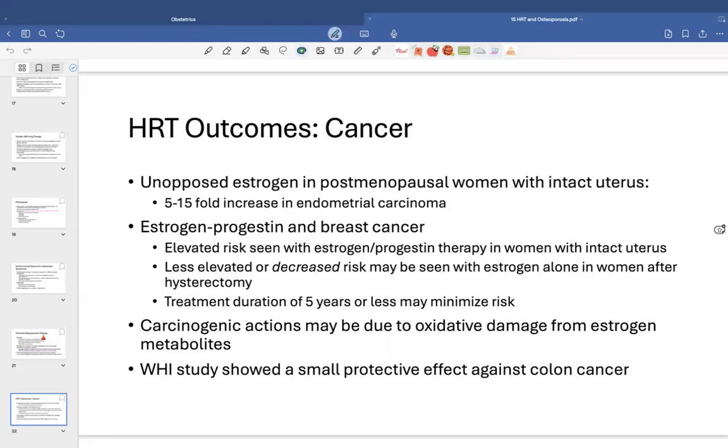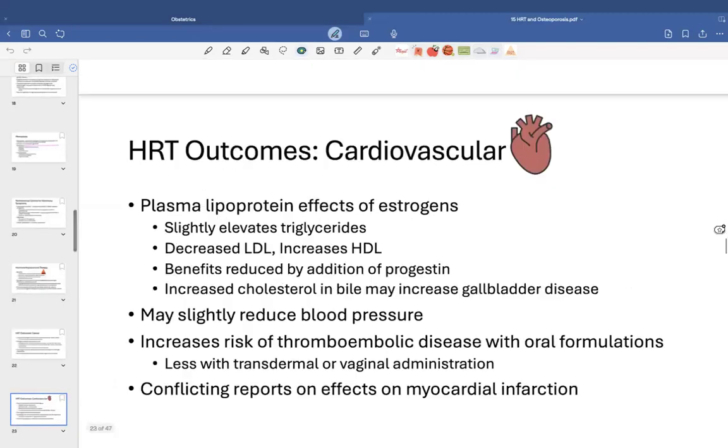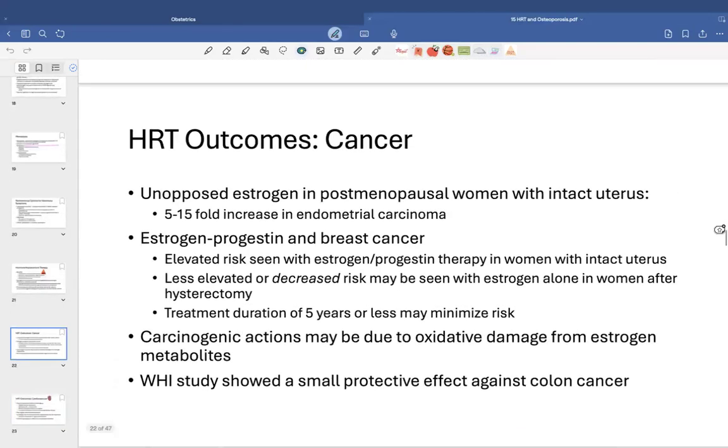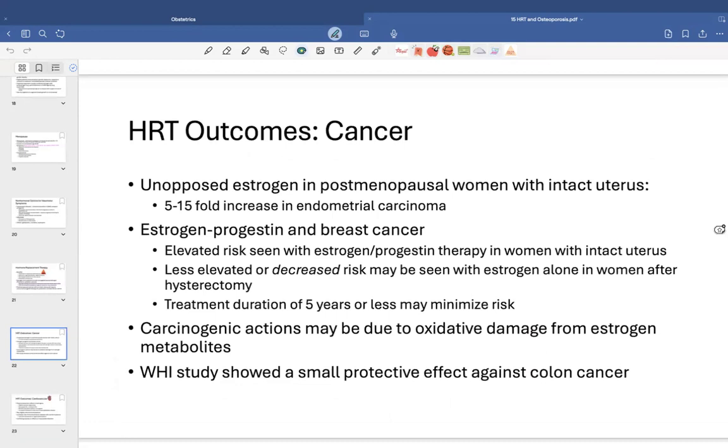So one of the key learning objectives from this lecture is to be able to assess the risks and benefits of hormone replacement therapy in postmenopausal women. So there are a couple of domains which I'll talk about, which can give you a sense of where we may see some benefits and perhaps some risks. We'll start with the cancer.